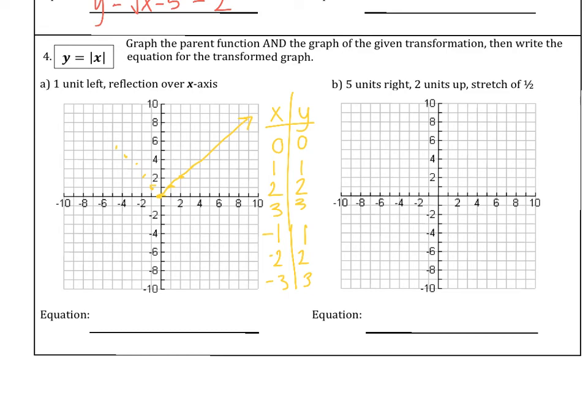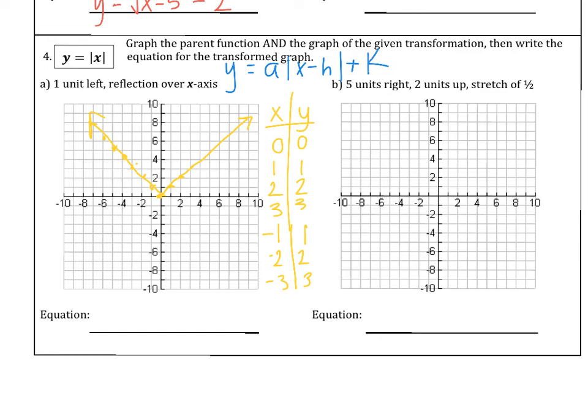Let me make this a little more accurate. Okay, my points got a little off track. There we go. All right, so there's my absolute value function. Hopefully the shape of that graph makes more sense to you after talking about it in class today. All right, so we want to transform this. We want to shift it 1 unit left. That's a horizontal shift, so I'm talking about the value of h. Let's write my parent function here: a times the absolute value of x minus h plus k.